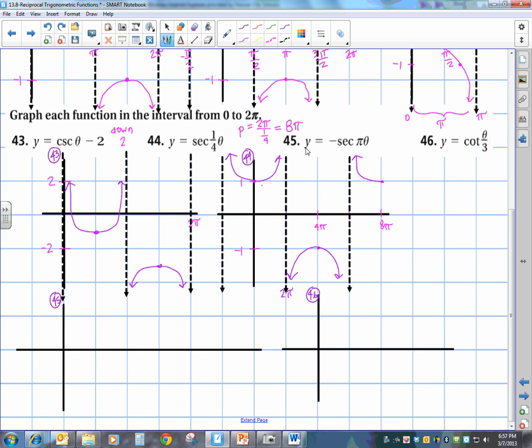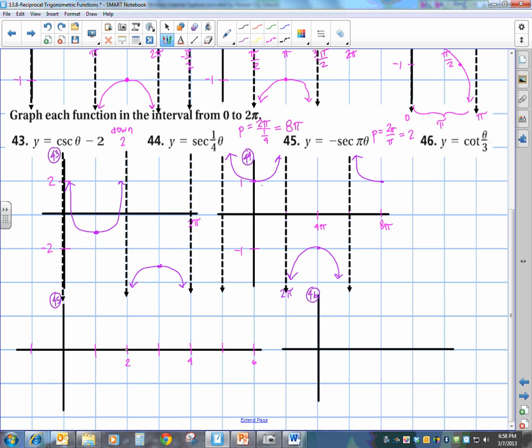Okay, number 45, we're looking at y equals the negative secant of pi theta. So we have a similar graph, but actually, this time our period has changed. So my period is 2 pi over pi, which becomes 2. Okay? So I have a whole period between 0 and 2. I am going to make each tick mark 1. So I'm going to go 1. This will be 2. Because I need to make sure that I go from 0 to 2 pi, if I make 2 over there, I won't be covering that. That's 4. And then 6. And a little bit more, 6.28 is, of course, my 2 pi.